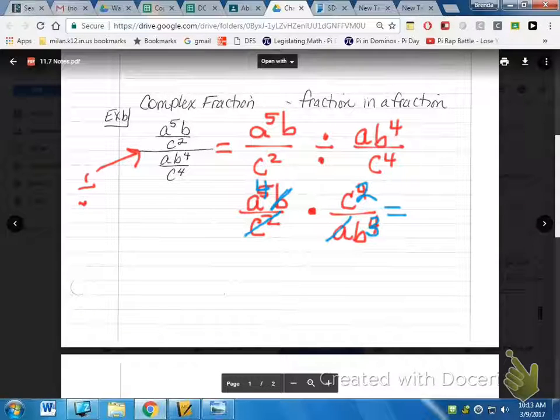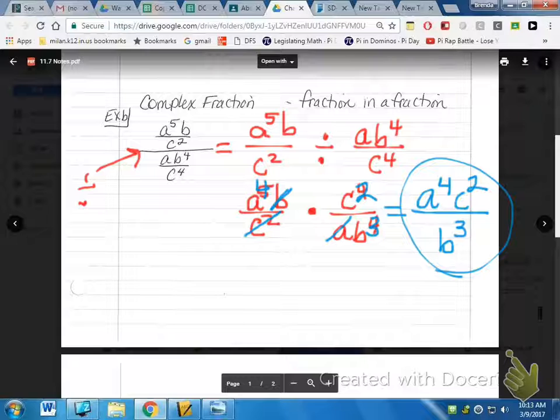After you cancel everything you possibly can, you're going to have to muddle through the mess of things being marked out. But I would write a to the 4th, c to the 2nd, over b to the 3rd, and I would be done. So those are not too terribly awful.